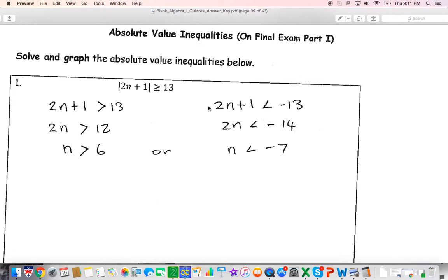We don't have time to speak about it in this video, but just remember, to figure out your second inequality, you have to flip the direction of this and change the sign of this. So now our second inequality is 2n plus 1 is less than negative 13. Oh, and this should be less than or equal to, and so should this. This should be greater than or equal to. So that's a slight error there.